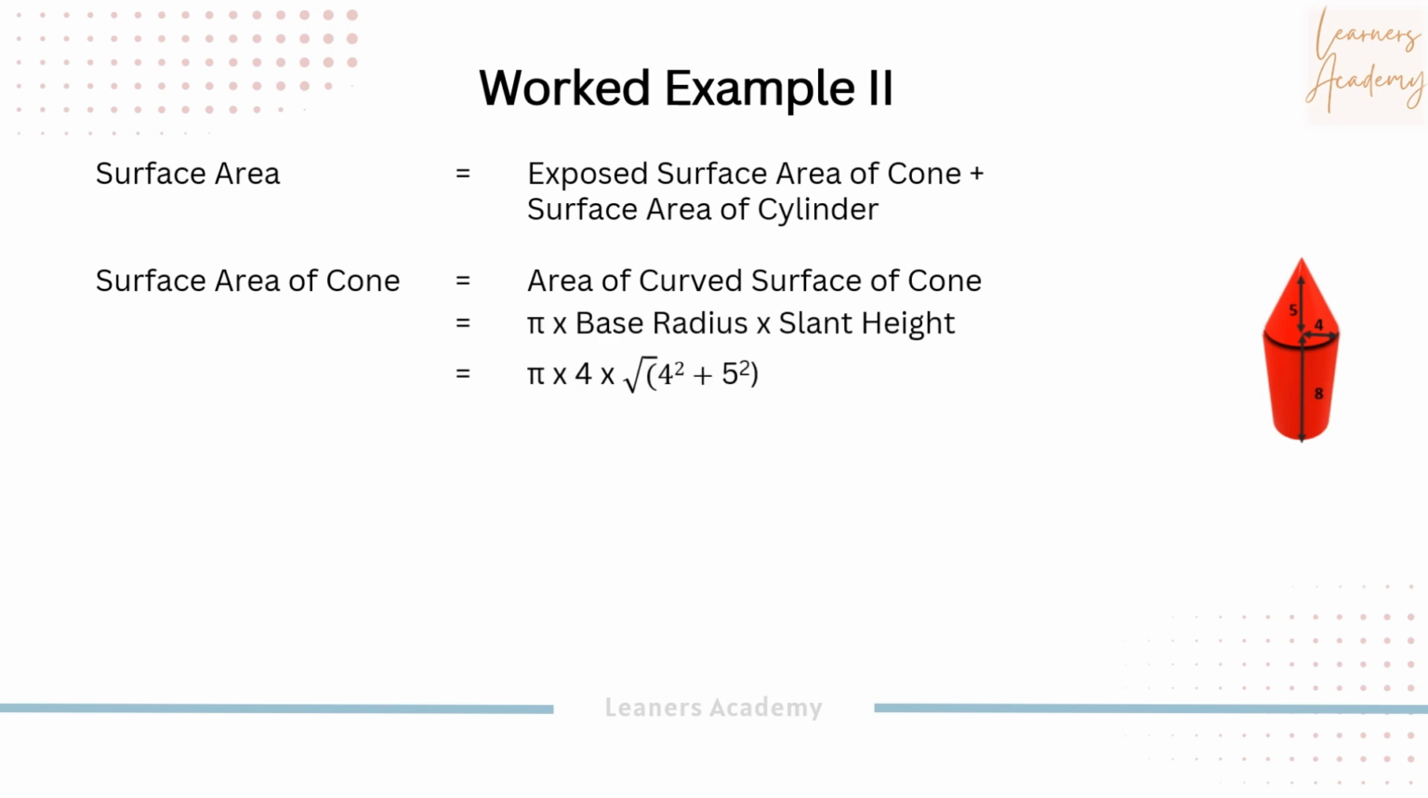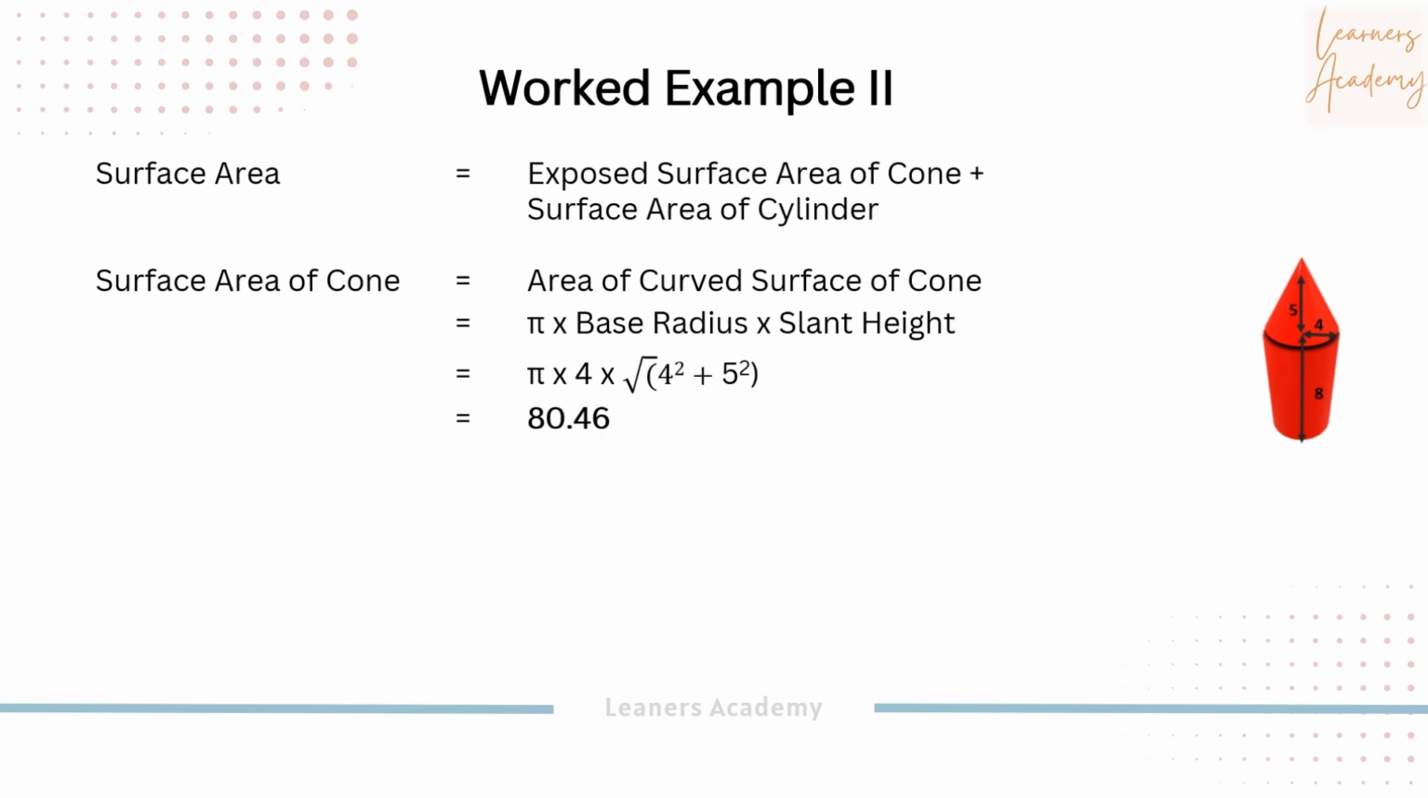Here, since the slant height is not given, we will calculate the slant height by taking the square of the base radius and the height of the cone and taking the whole under root of that through the help of Pythagoras theorem. The base radius is 4, and by plugging in the value we get the surface area of the curved surface of the cone as 80.46.